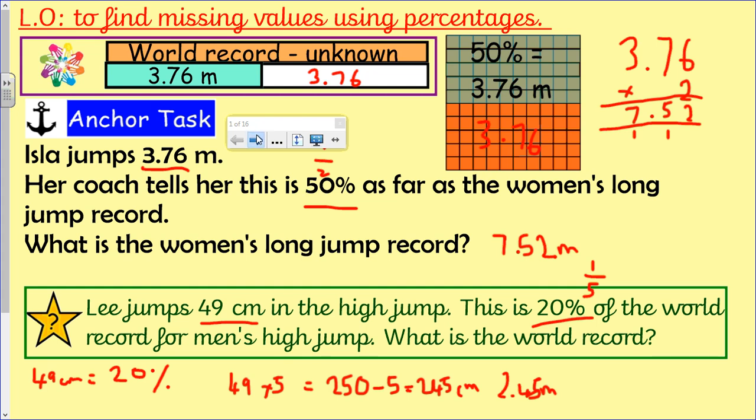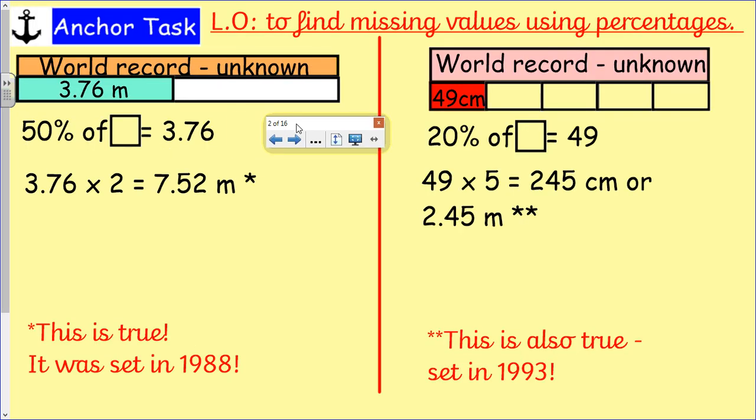So I'm just going to go through on this next slide what we've just done, just to show you. So we've had 3.76, we've times it by 2, we've ended up with 7.52 meters. And then over here, 49 centimeters was 20%. So we need 5 lots of them. Hopefully you can see that. 1, 2, 3, 4, 5 lots will give us 100%, will give us the full amount. And both of these things are true. That women's record was set in 1988.